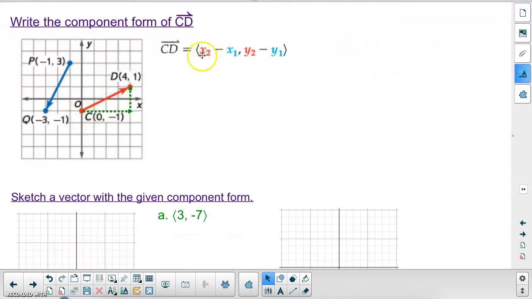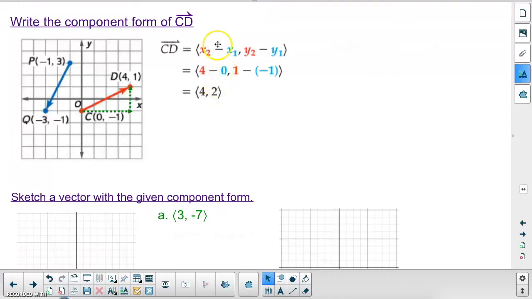So when we plug in the terminal point x minus the initial point x, we get 4 minus 0. Terminal y is 1 minus the initial y, which was -1. 4 minus 0 gives a positive 4. 1 minus -1 gives us a positive 2, which is what we found graphically. So the component form of vector CD is positive 4, positive 2.